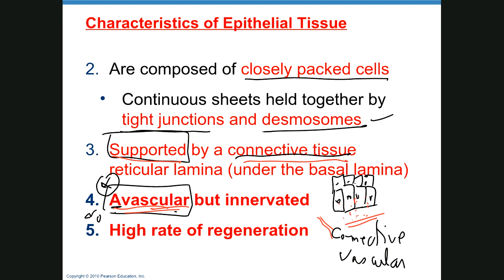Now, notice that it says that epithelial tissue is innervated, which means that nervous tissue reaches the epithelial tissue. So even though it has no blood vessels, it does have receptors, for example. Okay, nervous system receptors. The tissue has a high rate of regeneration, which means that it can repair itself and grow.